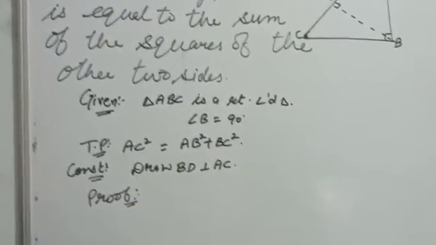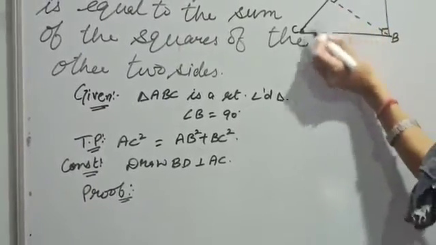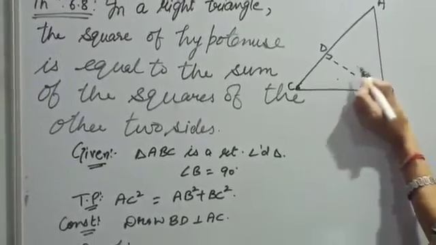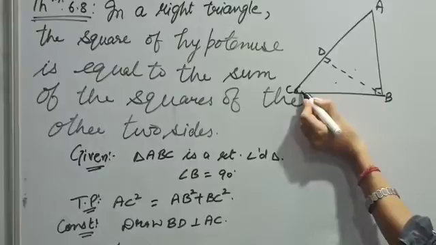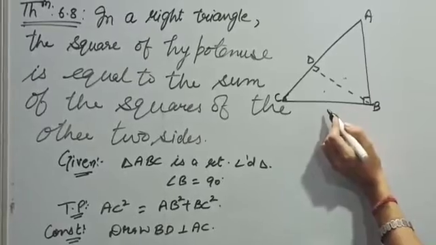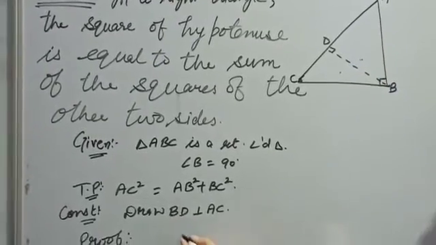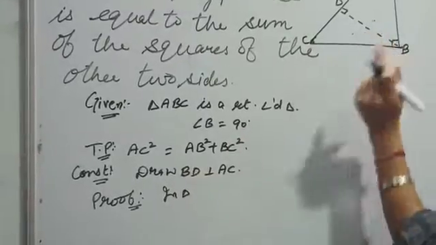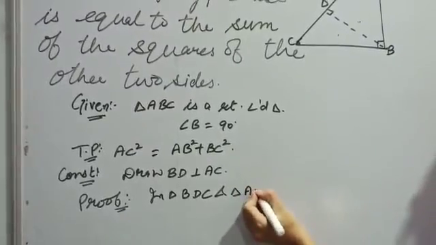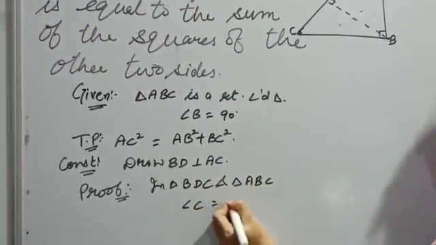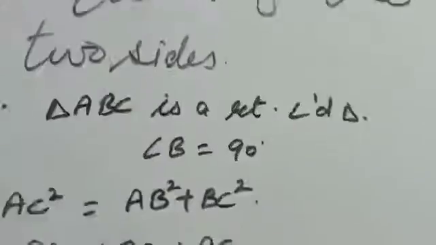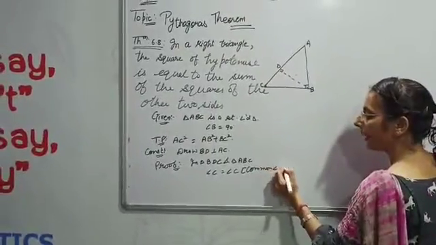As we can see here, there are two triangles: one is triangle BDC and one is triangle BDA. This smaller triangle is similar to the bigger one, ABC, and this other smaller triangle is also similar to the bigger triangle ABC. So we will use this criteria. First, we write the smaller triangle BDC and the bigger triangle ABC. Here we can see angle C is the common angle between both, so we write angle C is equal to angle C as a common angle.